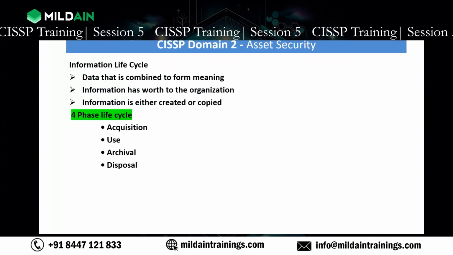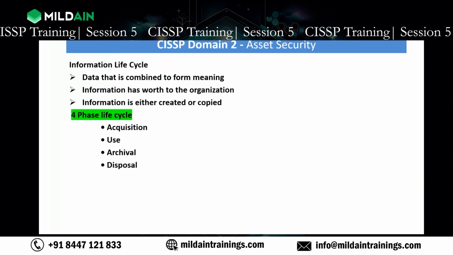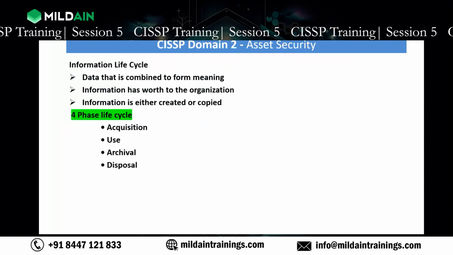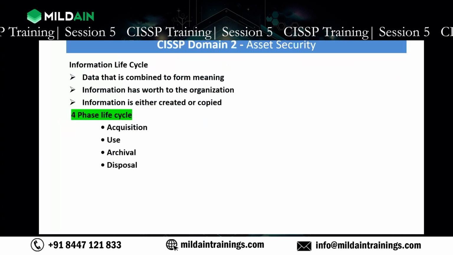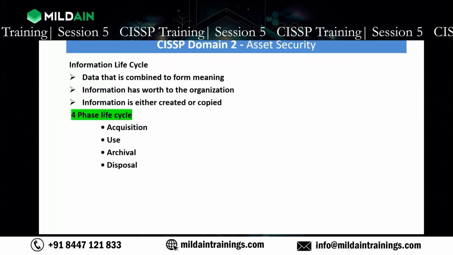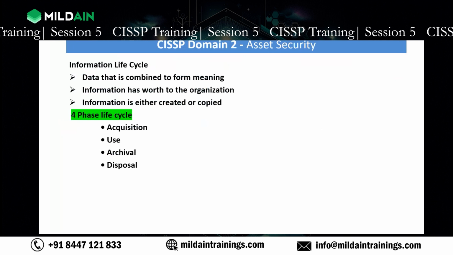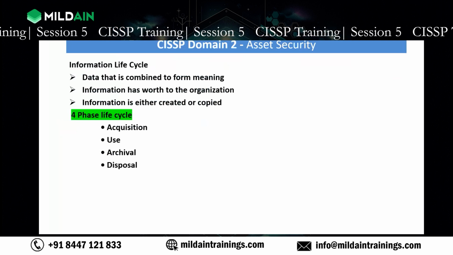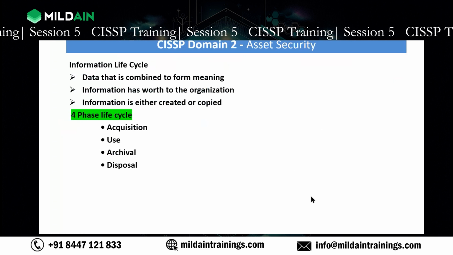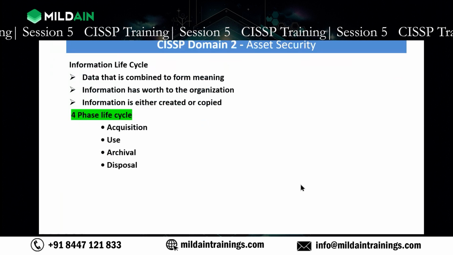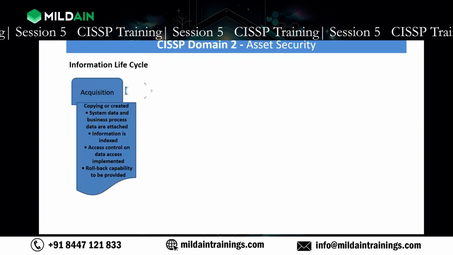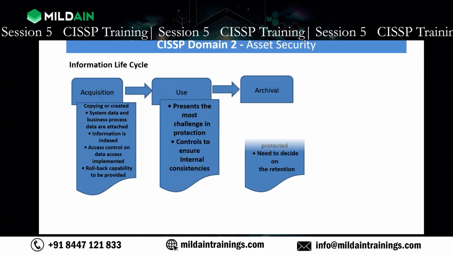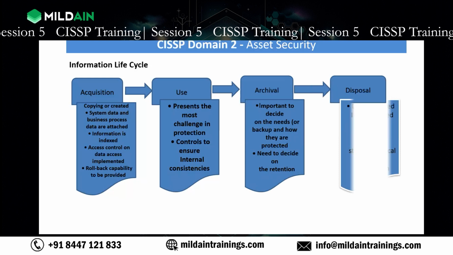Data that is combined to form a meaning, like in terms of standard operating procedures, or metadata, which can define the process work. Information has a worth to organizations. Information is either created or copied. We have four phases of the cycle: acquisition, use, archival, and disposal. These are the very important aspects of the information life cycle.